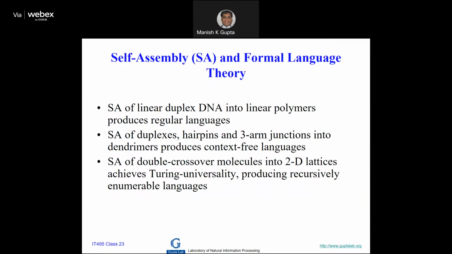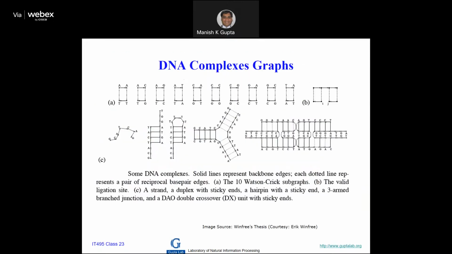So what are linear duplex molecules, linear duplex DNA? As you can see, this one, the C, this is the duplex. So there is a duplex and there are some free strands. So this is the linear duplex. The A section is a Watson graph. So I'm not talking about Watson-Crick subgraphs. This is a free strand.